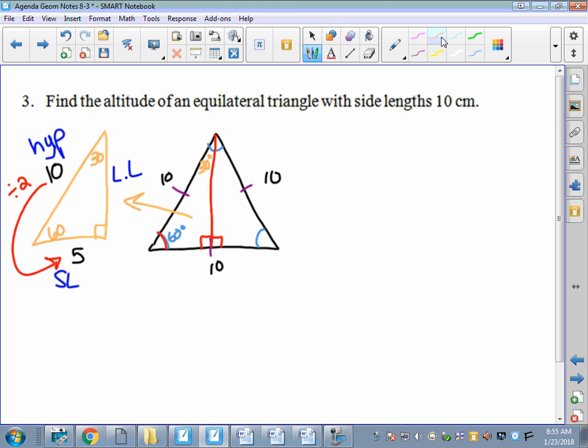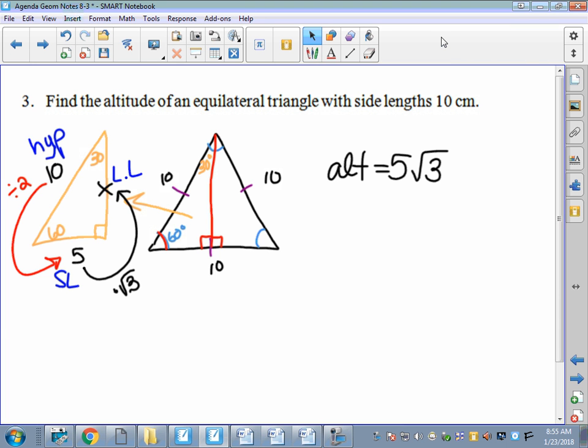But it wants the altitude. The altitude is that red line that I drew in. How tall is that triangle? So how do you go from the short leg to the long leg? Times by the square root of 3. So the altitude equals 5 times the square root of 3. We've got ourselves an answer. That's all it asked for, was that altitude that we added in. Look okay to everybody? We can do some more examples.